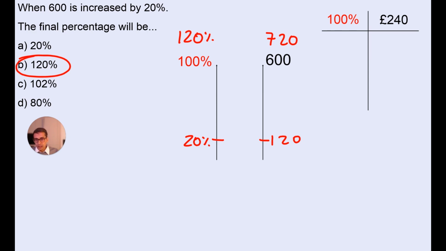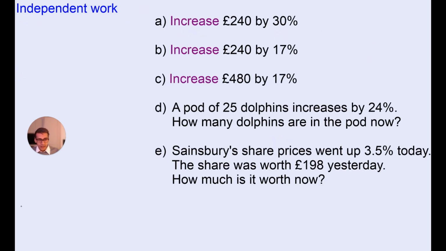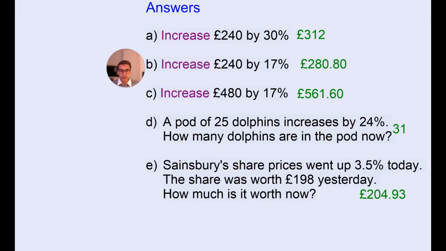Okay. Have a go with this exercise here. Pause the video. And here come the answers. So you can check in 3, 2, 1. Those are the answers. Okay, so you now know how to do percentage increase without a calculator using the double number line or the table.